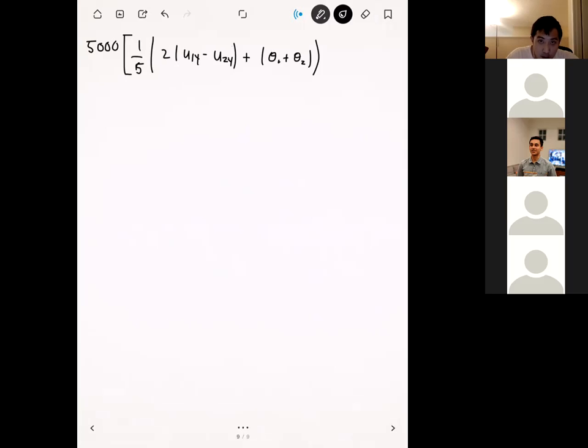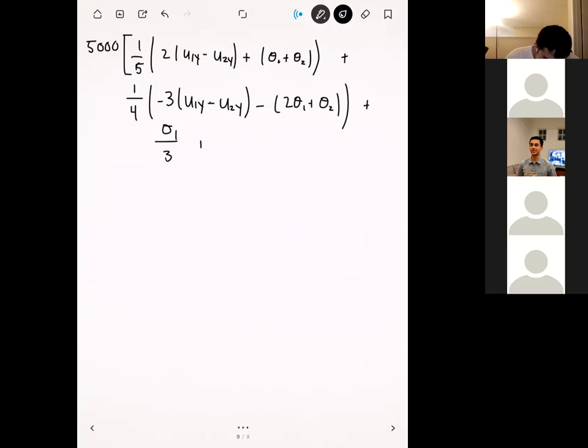And this is going to be plus 1/4 times, normally here we have minus 3 over L squared, we'll just have minus 3 times U1y minus U2y. Then we have minus 1 over L, but L here is just 1, and so we're going to have 2 theta 1 plus theta 2. And then we have theta 1 divided by 3 plus u1y divided by 2.